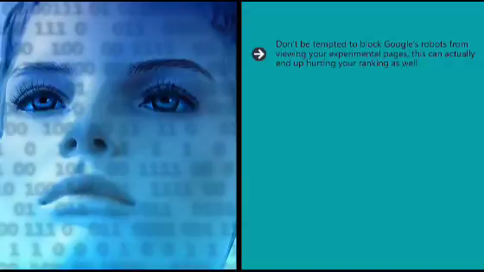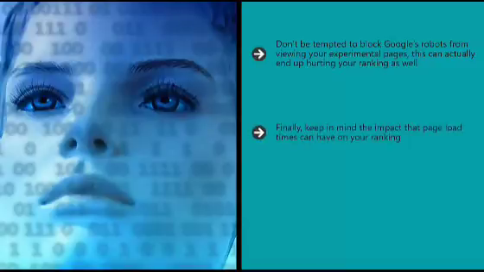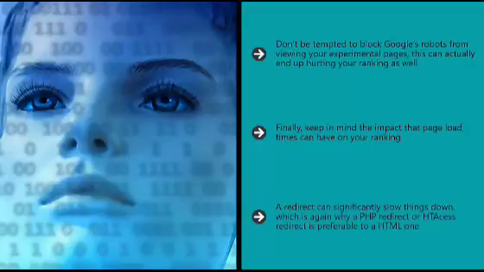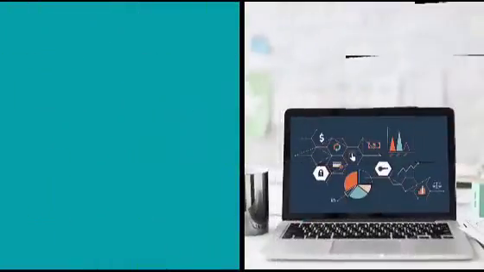Don't be tempted to block Google's robots from viewing your experimental pages. This can actually end up hurting your ranking as well. Finally, keep in mind the impact that page load times can have on your ranking. Page load times are one of the key factors Google now looks for when determining the ranking of a site, and if your load time is very slow, then it will hurt your position. A redirect can significantly slow things down, which is again why a PHP redirect or htaccess redirect is preferable to an HTML one. You should also consider this factor when looking at other tools that run split tests.